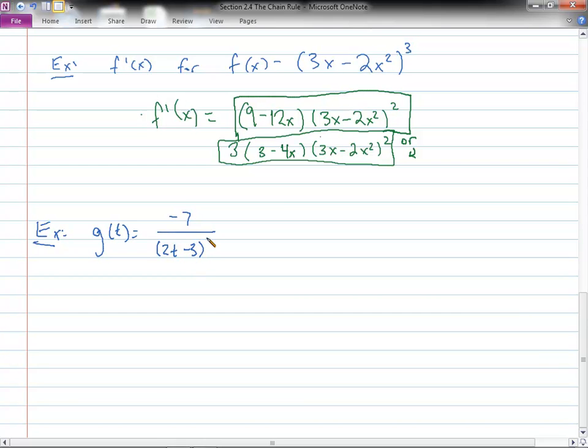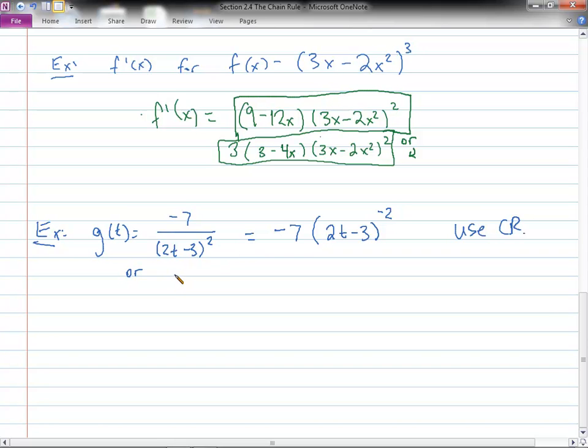So the next question is, we got g of t, which is equal to negative 7 over 2t minus 3 quantity squared. Of course, we want to find the derivative of this. Now, we got a couple of choices. You can use the quotient rule, which would be, of course, low d high minus high d low over low low. Or if you rewrite it as negative 7 times 2t minus 3 all raised to the negative 2, you can use the power rule as a technique for doing that. So power rule and then the chain rule, because you've got that function 2t minus 3 inside.